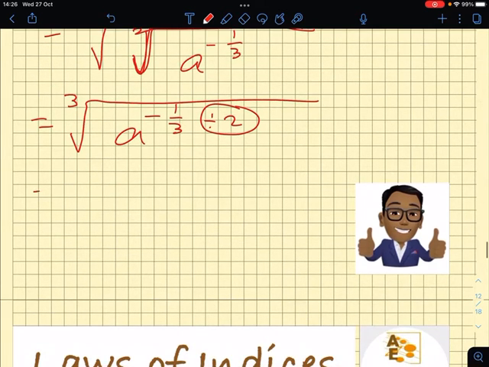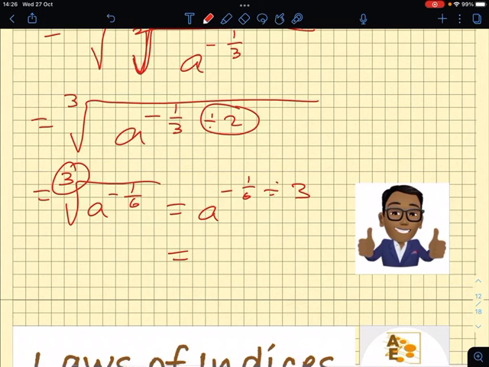So what we have is the cube root of a to the power negative 1 over 6, right? That will give you negative 1 over 6 divided by 3, because of the cube root there, right? That will give you a to the power negative 1 over 18. And if it has a positive index, it will be 1 over a to the power of 1 over 18. Simple, right? Very interesting, right?